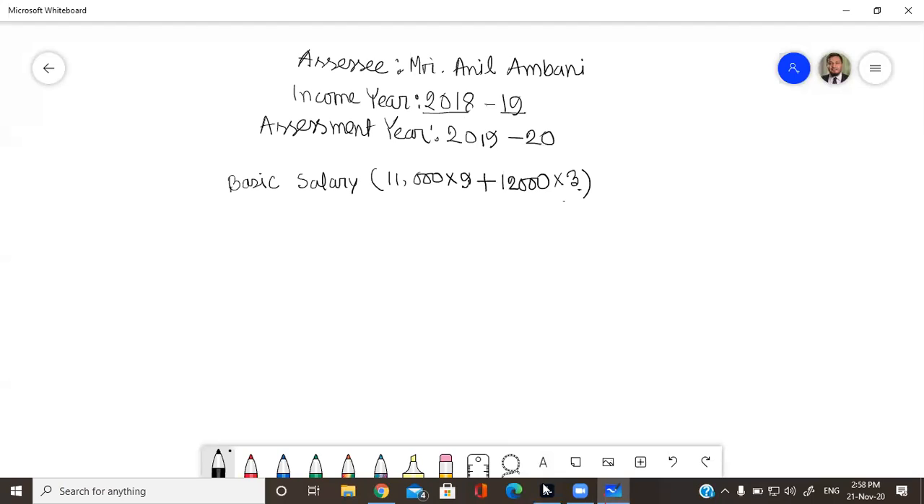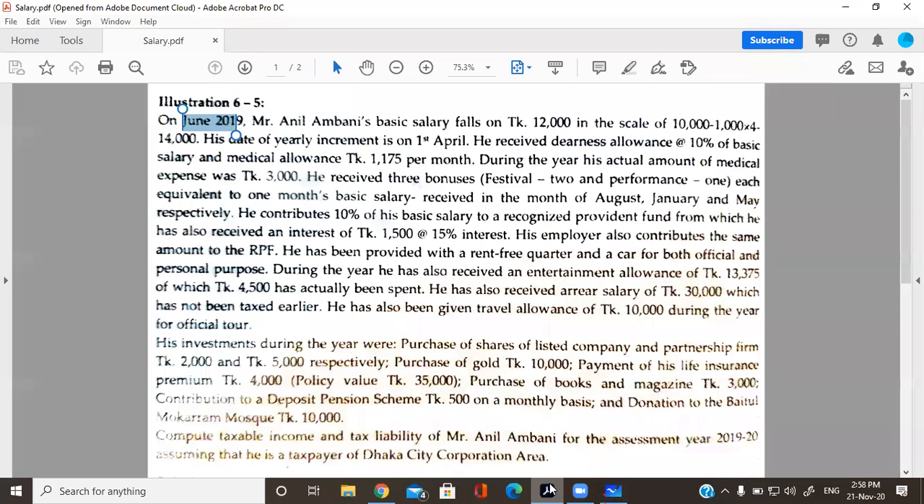So now the question is, is there any tax exemption in basic salary? No, sir. There is no tax exemption in basic salary. So you can write in this way that in the final column, the total taxable income from basic salary is this number. If you do this calculation, you will get a number like 135,000. Okay.